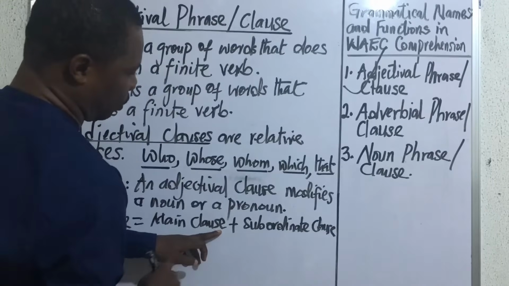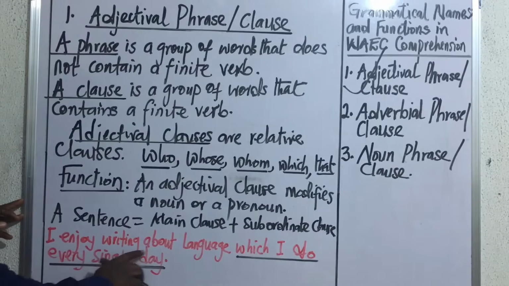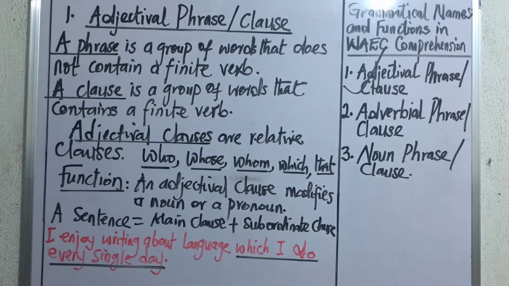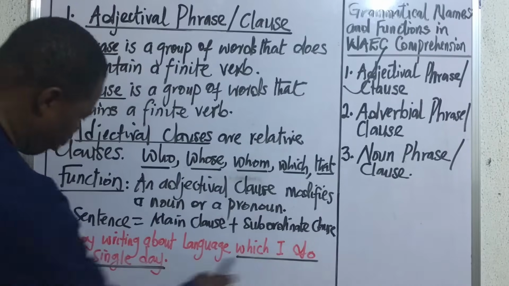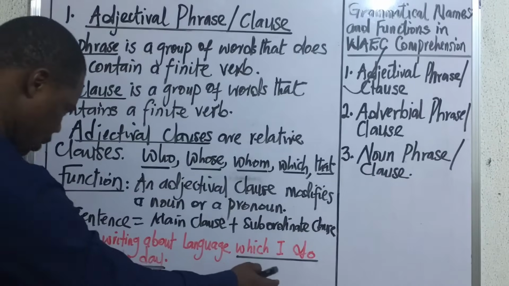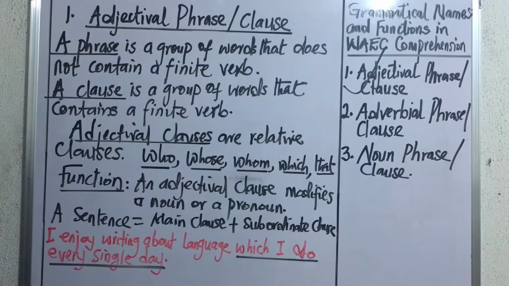Let's look at an example. Now, here is an example before us. I enjoy writing about language, which I do every single day. And we are asked to identify the underlined clause or phrase. First of all, you ask yourself, is it a clause or is it a phrase? Which I do every single day. I do is a verb. Therefore, this underlined part of the expression is a clause. Then, what word does it start with?